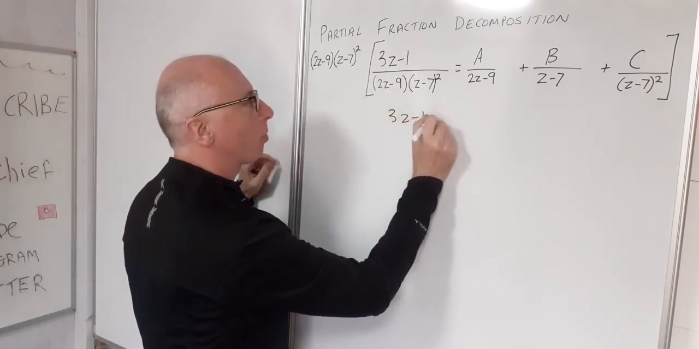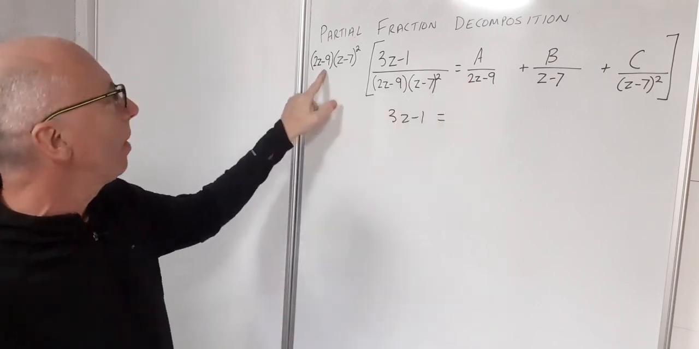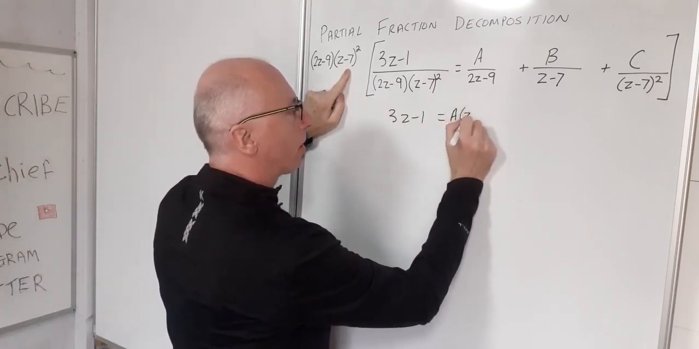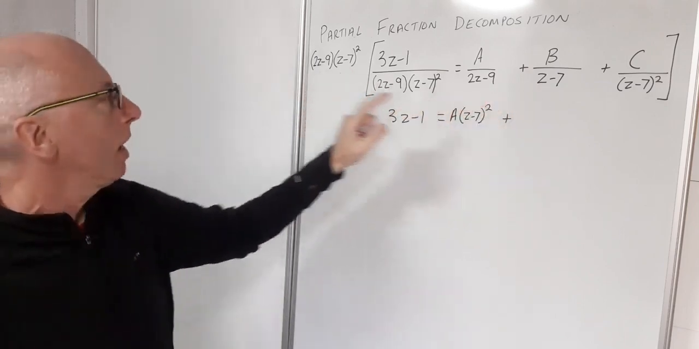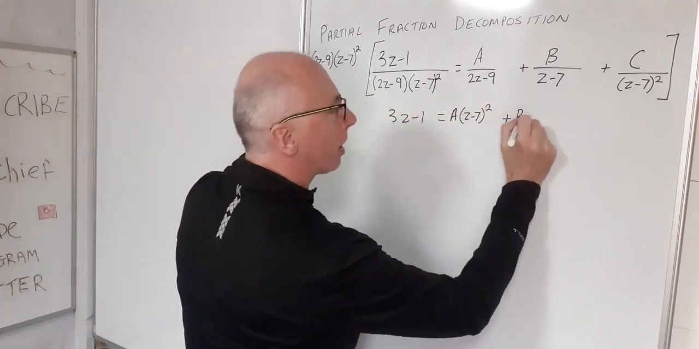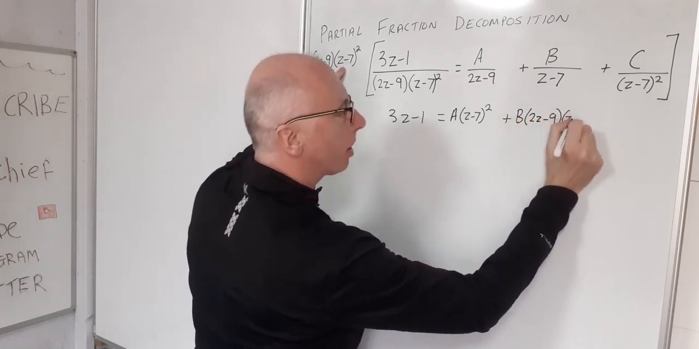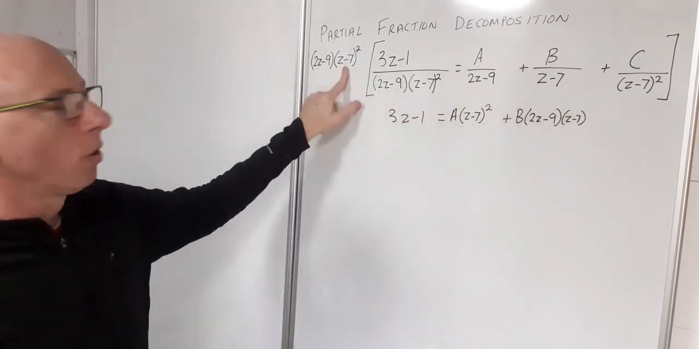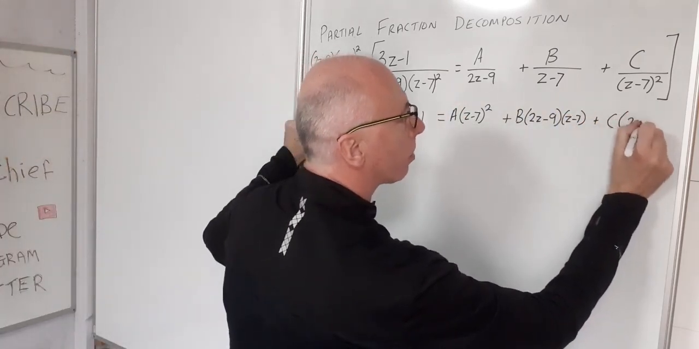So I've got 3z minus 1. Multiply this expression here, 2z minus 9, by this, I'll just be left with z minus 7 squared. So I'm left with a times z minus 7 squared. The b times z minus 7, I'll be left with one of these and this one. So that's b times 2z minus 9 and z minus 7. And then that one will cancel. And then z minus 7 squared will cancel all of that one and just leave me with 2z minus 9, plus c times 2z minus 9.